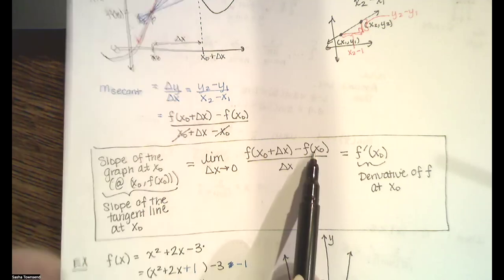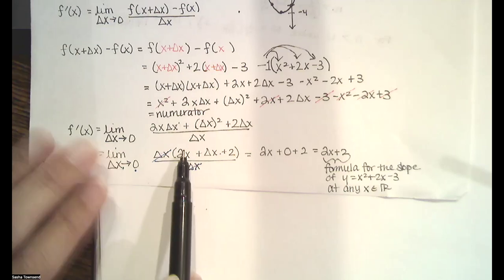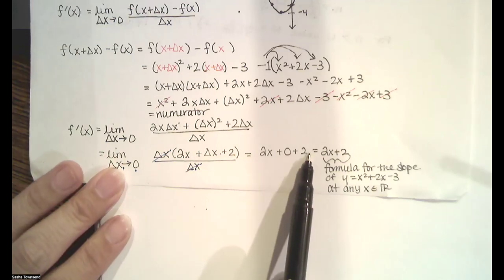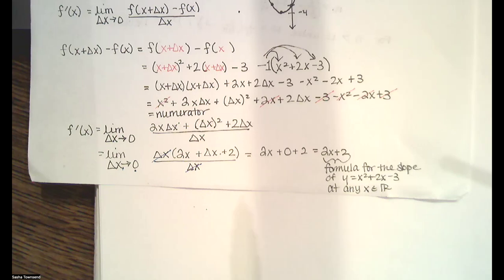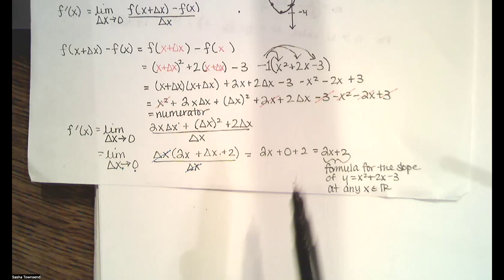And you could plug in x naught equals 2 and do all of this calculation. But I like this better because this gives us an answer that works for all x values, all x in the domain, and not just one particular value. Once you have that formula for the slope, you can plug in any x value in the domain and it will give you the right answer for the slope.